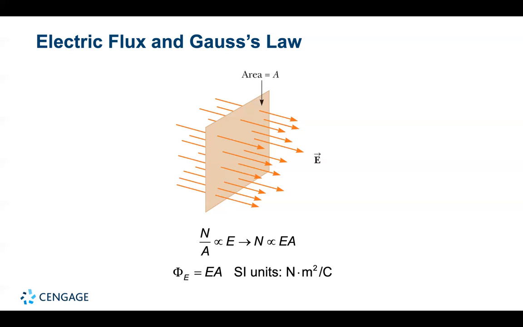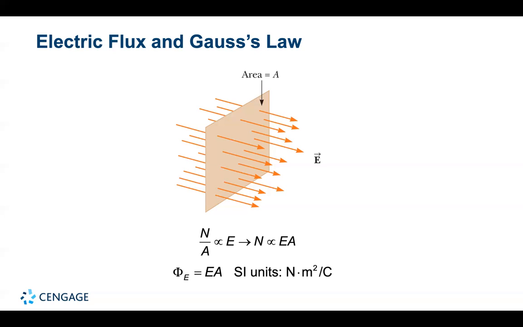So let's consider an electric field that is uniform in both magnitude and direction, as in the figure. The electric field lines penetrate a surface of area A, which is perpendicular to the field. The technique used for drawing a figure like this is that the number of lines per unit area, N over A, is proportional to the magnitude of the electric field, which we can rewrite as N is proportional to EA, which means that the number of field lines is proportional to the product of E and A, called the electric flux, represented by Φ.